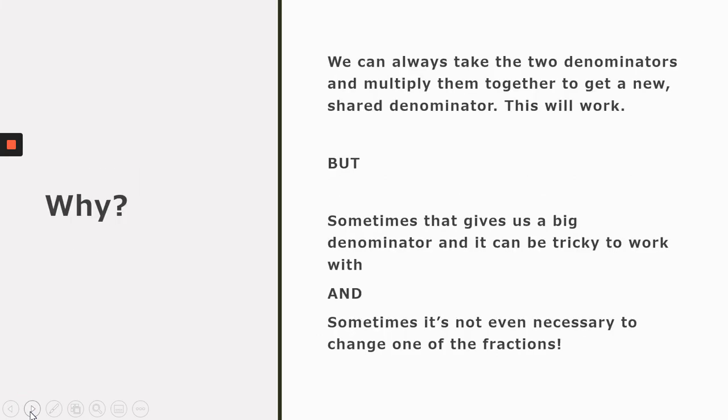So we can always take those two denominators, as I said, and multiply them together. That will work to find a common denominator, or the same denominator, that will work for both fractions, and that will always work. But sometimes that's going to give us a really big denominator and a tricky number to multiply our numerator by. And also, sometimes it's not necessary to even change one of the fractions, so we don't need to be doing that every time.